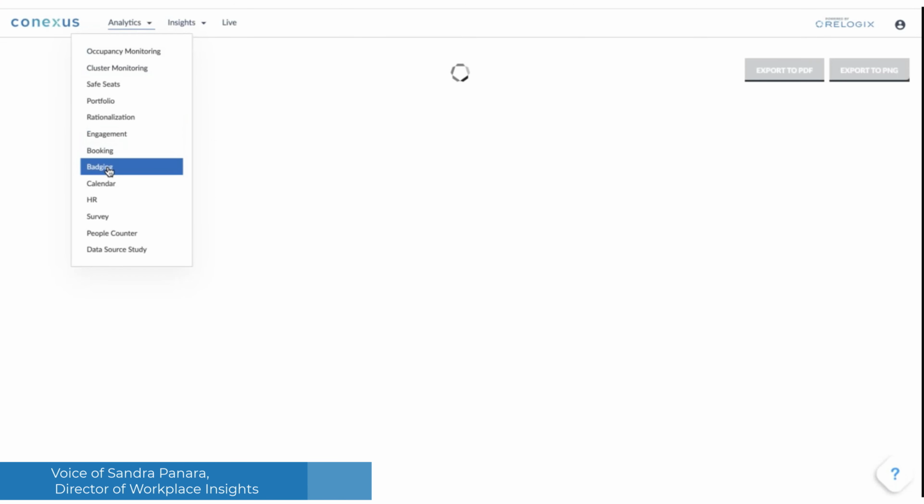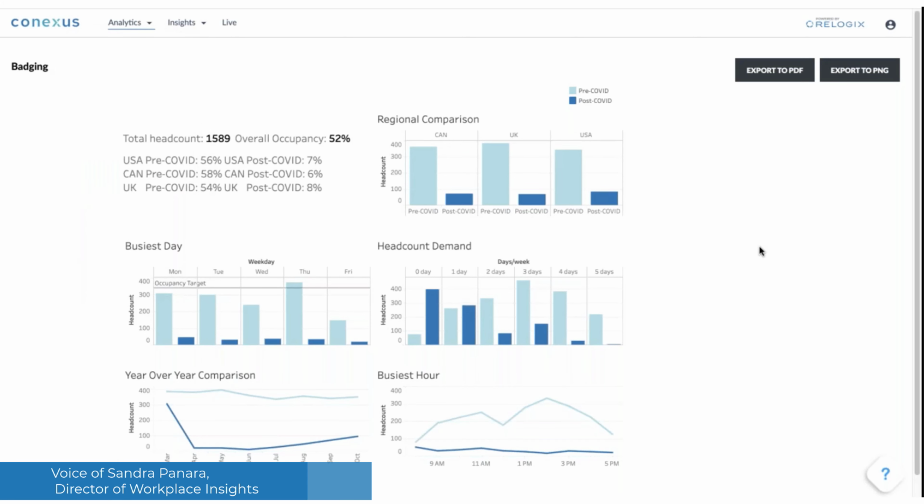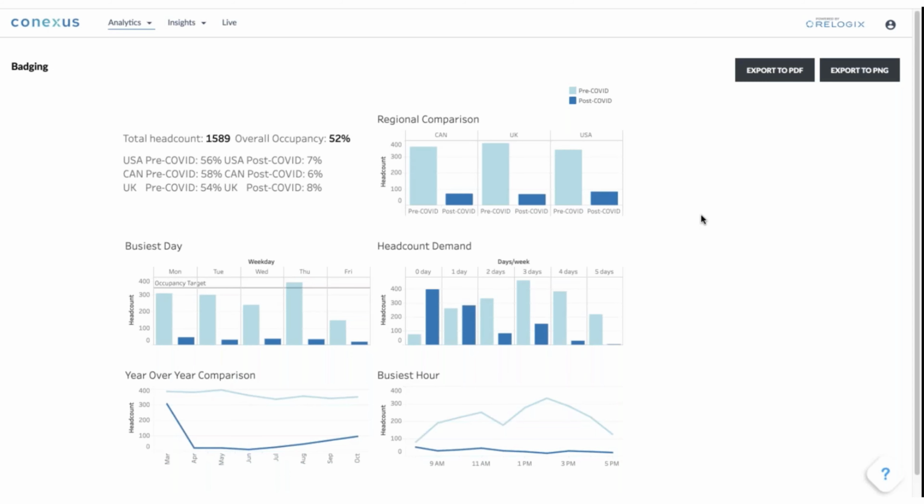So the badging data really is essentially the data that comes from your security card access data. And what we do with the security card access data is really enable the customer to look at things like how is the return to office looking post-COVID in comparison to what it looked like before COVID. Because the badging data exists historically, you have the ability to look at what your occupancy looked like before COVID, and then what your occupancy is looking like now as people start to return to the office.